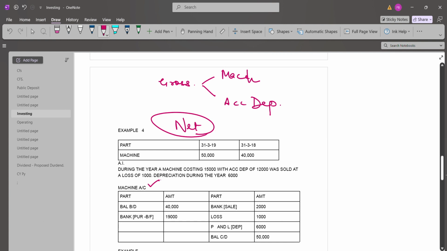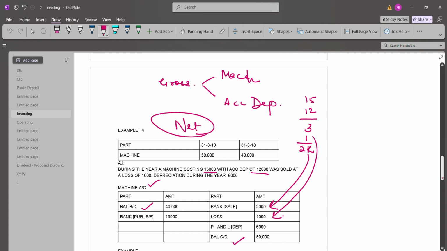Now here what we see is that brought down is given to us, carried down is given to us. During the year there is a machine of 15,000. In the previous question it was 10,000, this is 15,000 with accumulated depreciation of 12,000. 15 minus 12 gives me 3,000. It was sold at a loss of 1,000, that means I've got 2,000. So this 2,000 I put here, this 1,000 loss I put here.